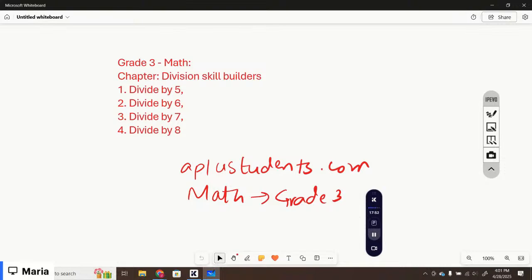We're going to start with the chapter division. The lessons we're going to cover today are divide by 5, divide by 6, divide by 7, and divide by 8. So please make sure you have your notebook and pencil so that you can note down the important examples and definitions as well.